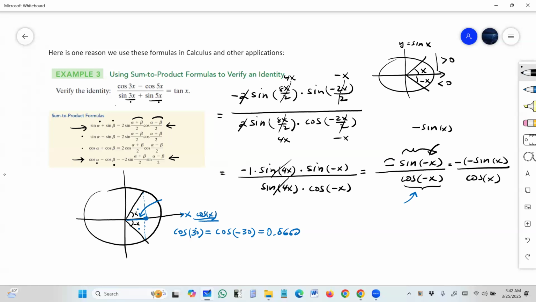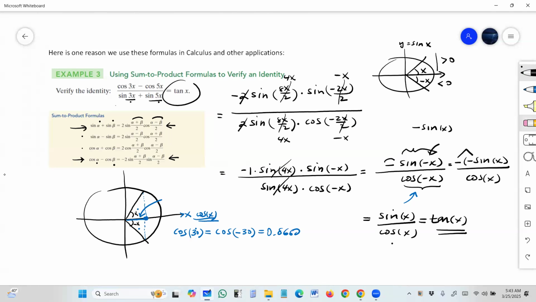So on the numerator now, the two minuses cancel and it becomes a positive. And what is sine over cosine? Well, that's one of the trigonometric identities, which is tangent x, which is exactly what we expected to get.